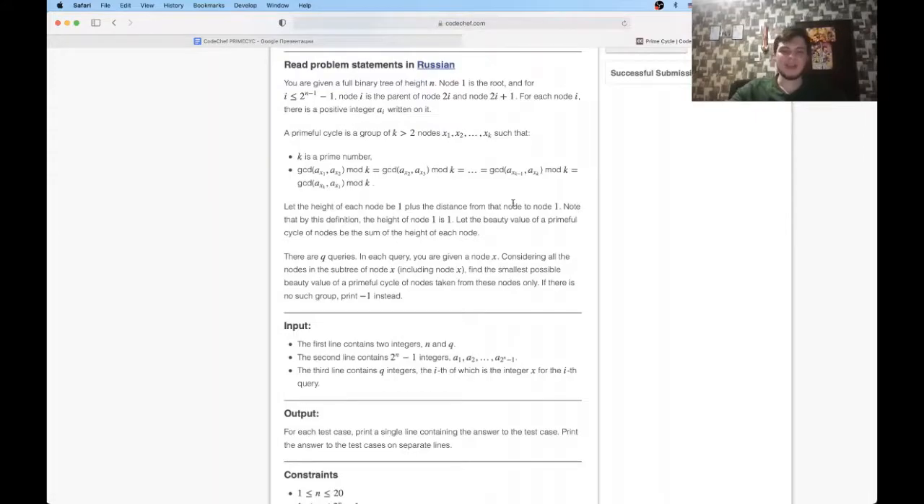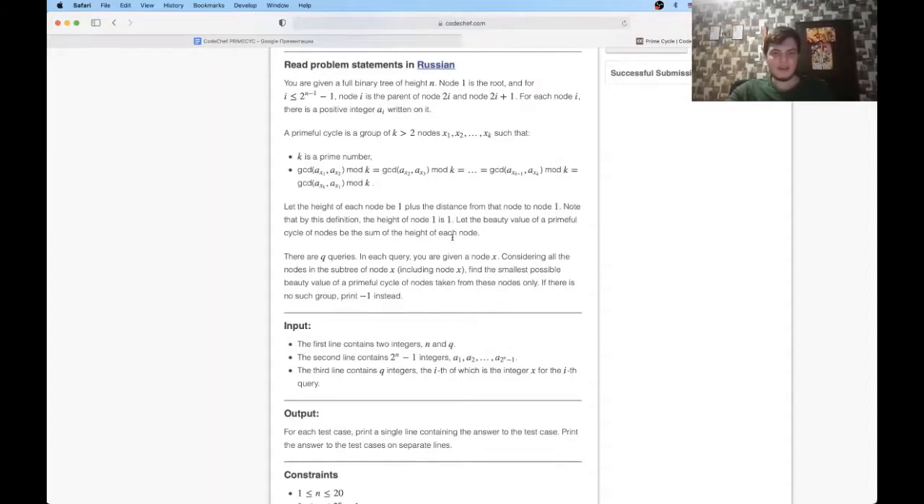Now this is the definition of a prime full cycle, and we are also given a definition of height, which is the normal definition of a height in a tree. It's the number of nodes from the root to a specific vertex. And we define the height of vertex 1, the root, because 1 is always the root of a binary tree given in this form, to be also 1. So we also include the node we are looking at.